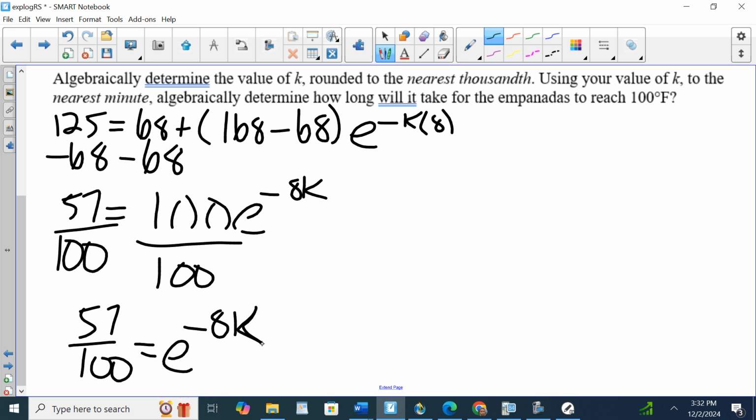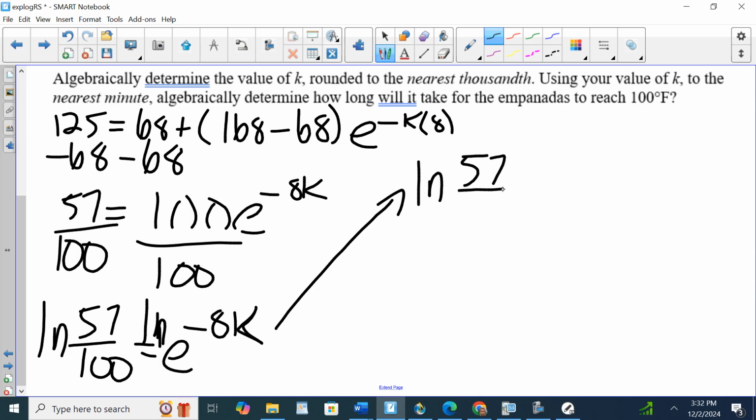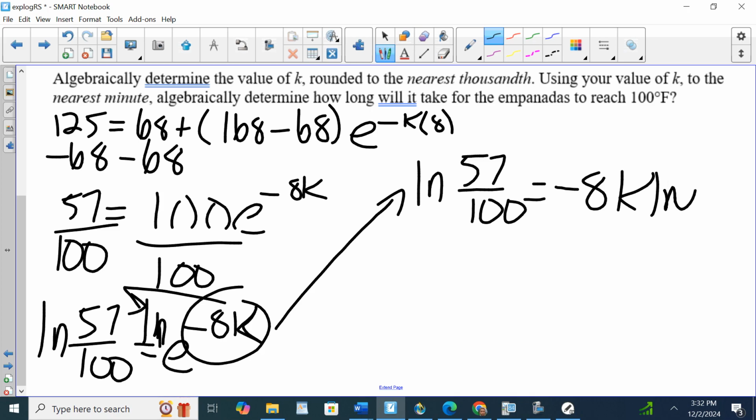Now that I'm isolated, I do log, or in this case, ln of both sides. You can do log of both sides, but ln is easier because it gets the e to cancel. So I have ln of 57 over 100 equals, the negative 8k comes to the front, negative 8k ln e. The reason I do that is ln e cancels. I divide both sides by negative 8.